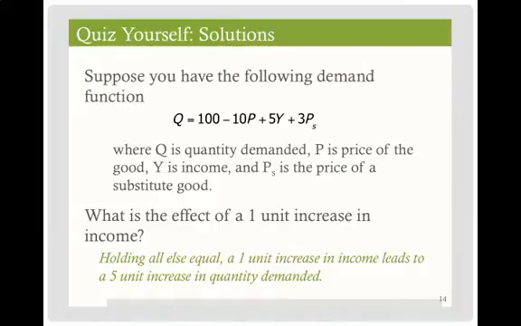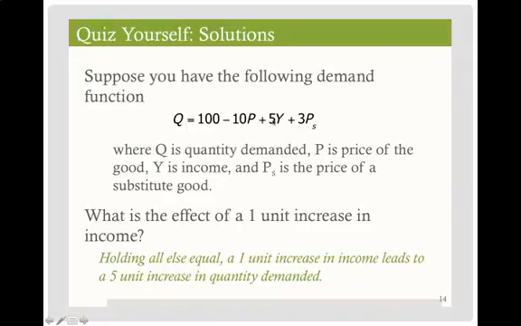Okay, so this should look familiar from the first part of the class. This is a linear function, and it asks what's the effect of a 1 unit increase in income. So income typically, as you know, is given as a y variable. And so holding all else equal, a 1 unit increase in income leads to a 5 unit increase in quantity demanded. That's the partial derivative.